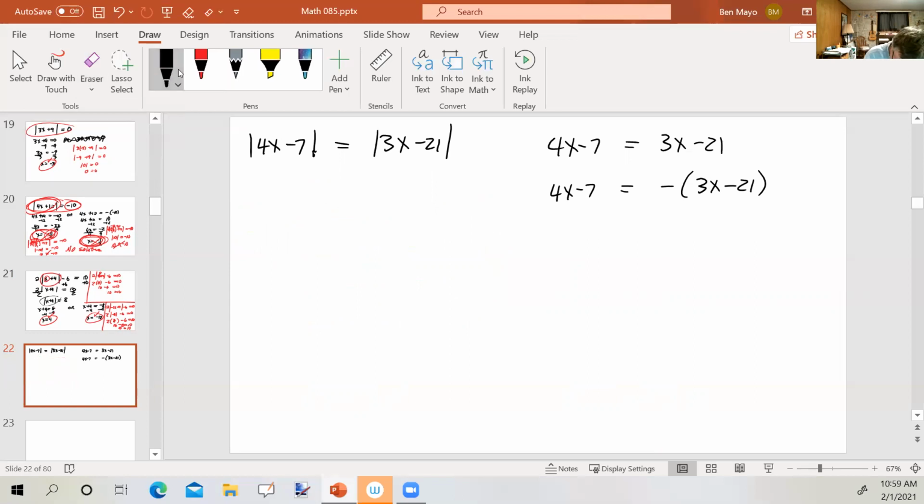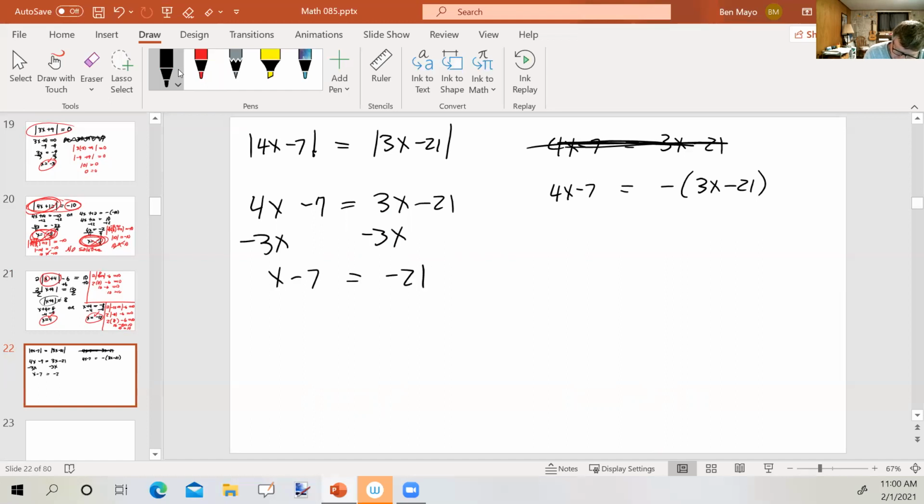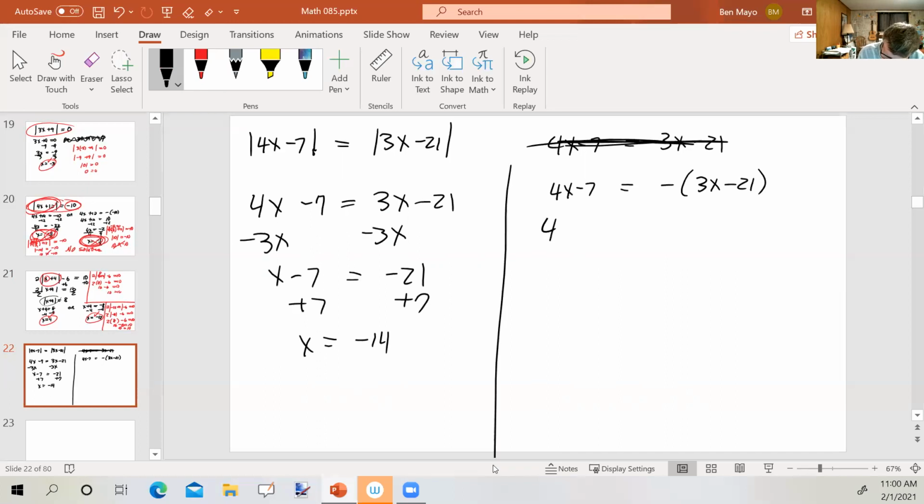Okay. So let's take the 4x minus 7 equals 3x minus 21. I'm going to subtract 3x from both sides. x minus 7 equals -21. Add 7 to both sides. x is -14.